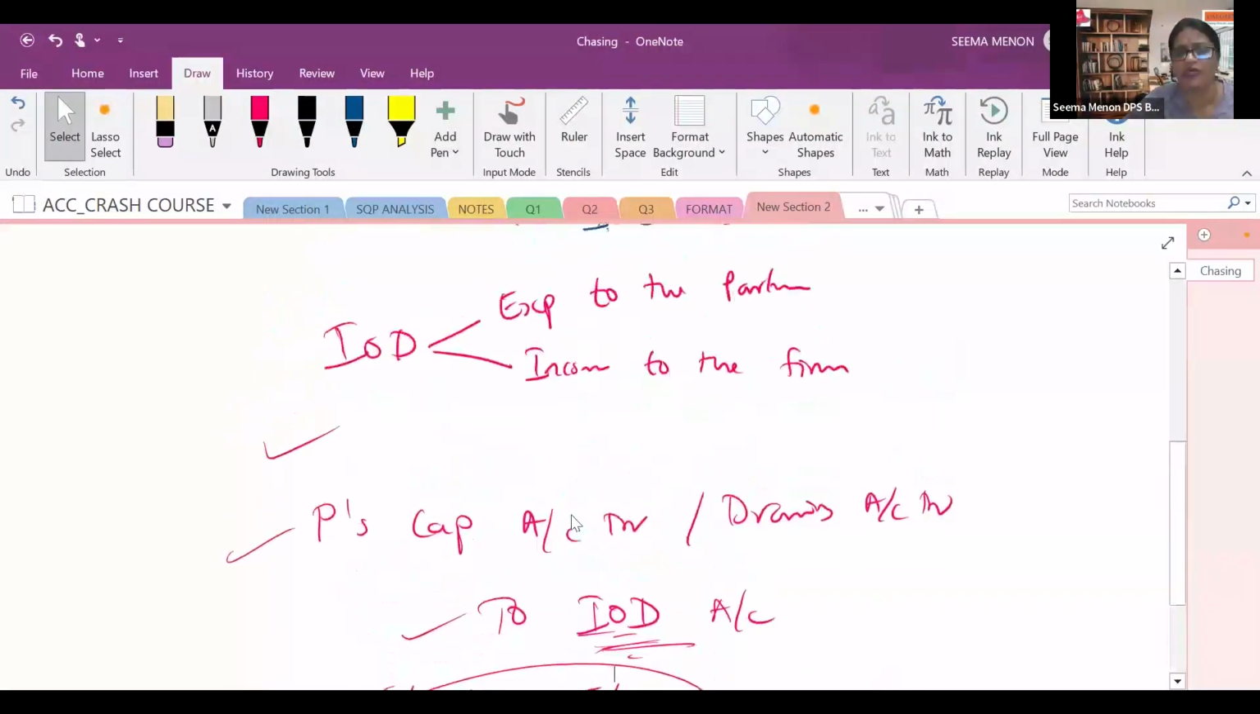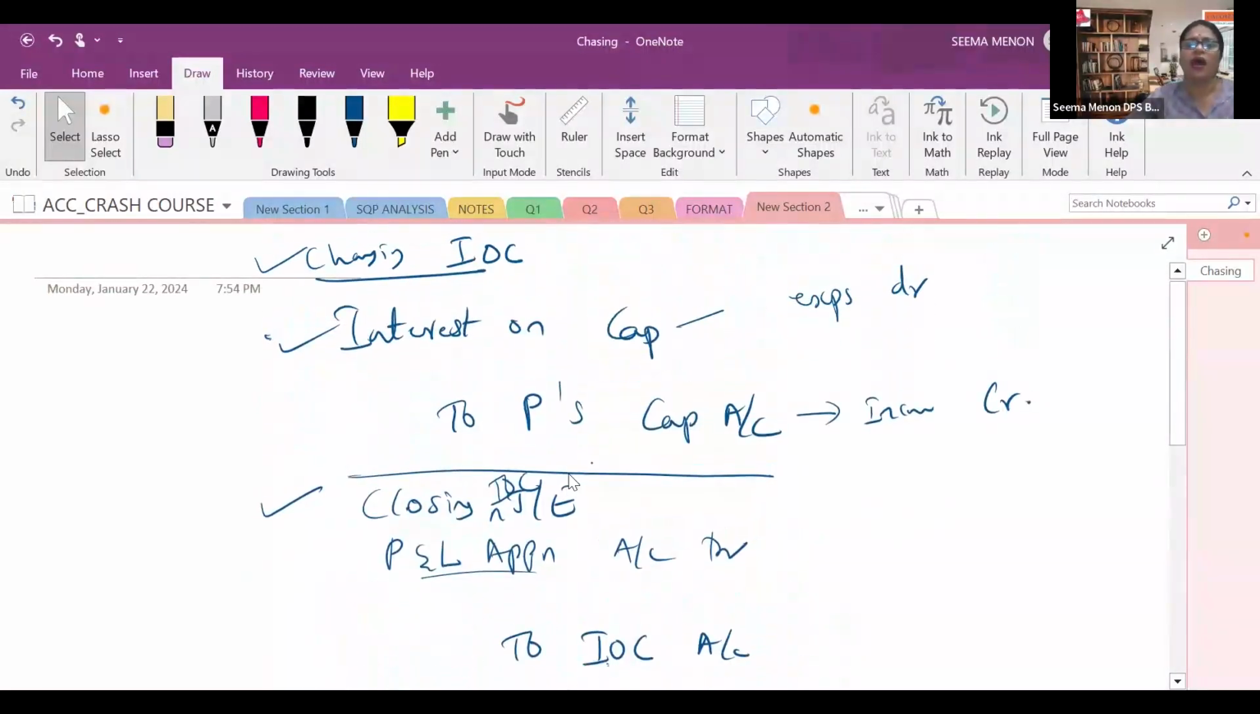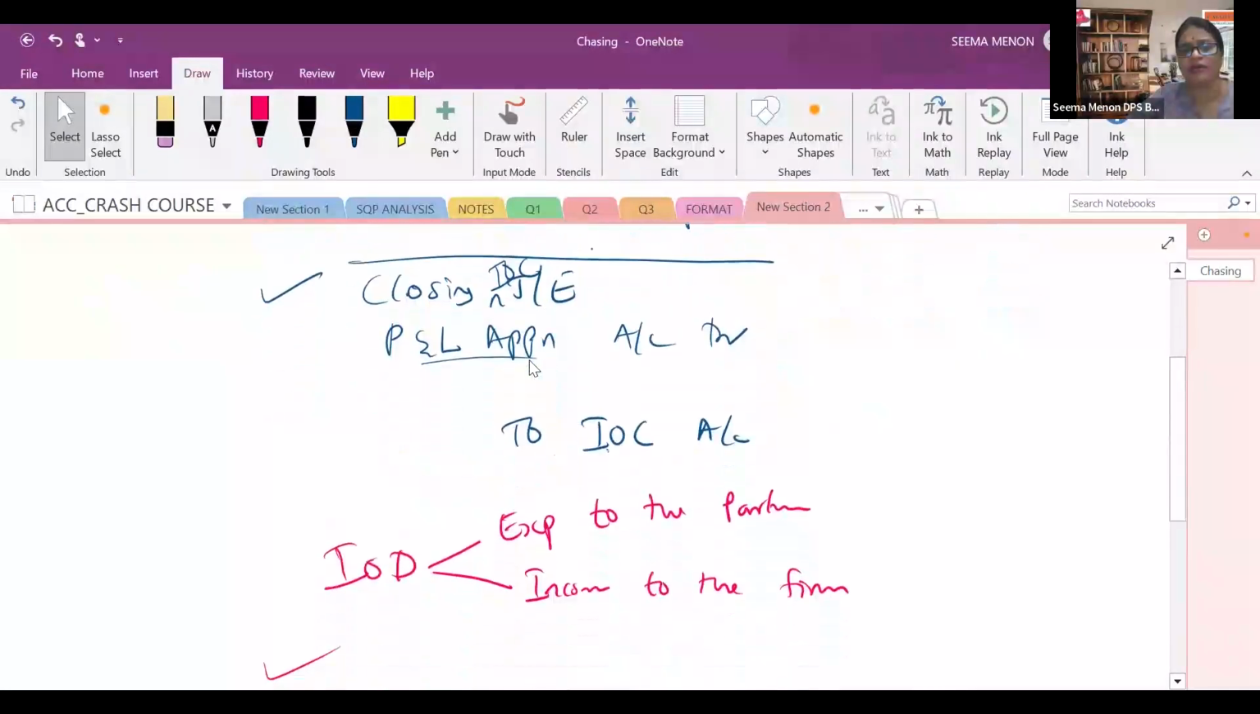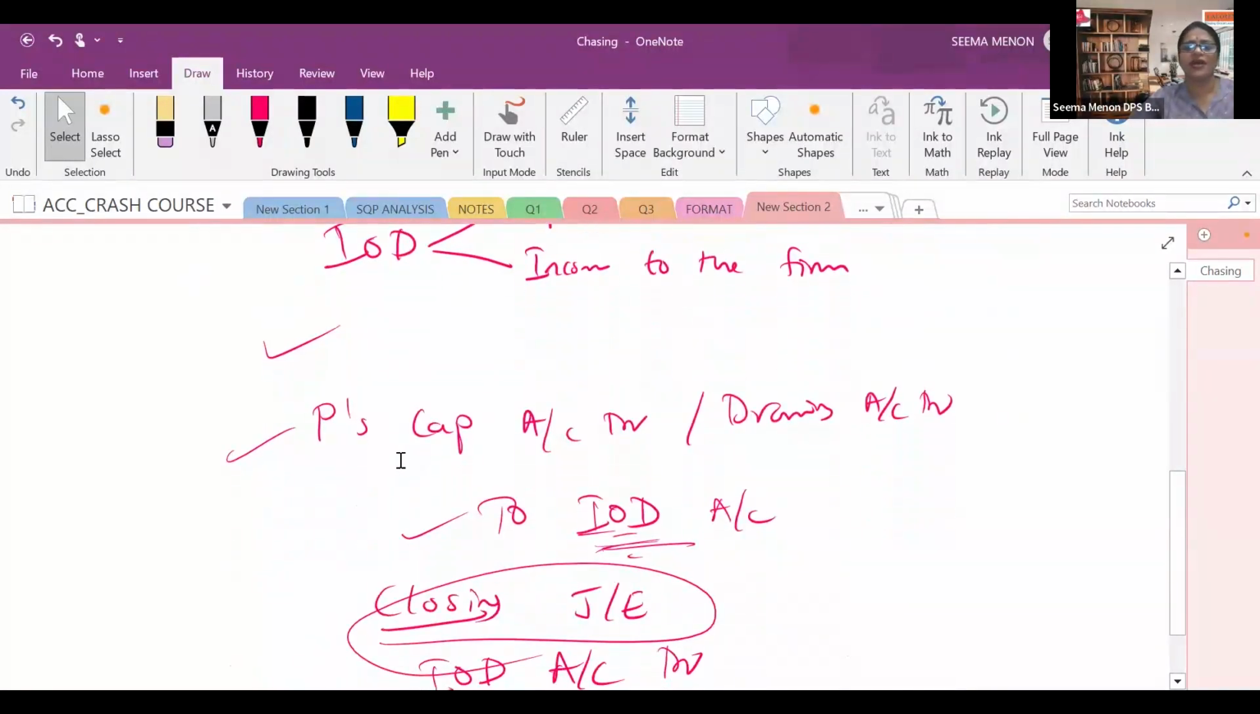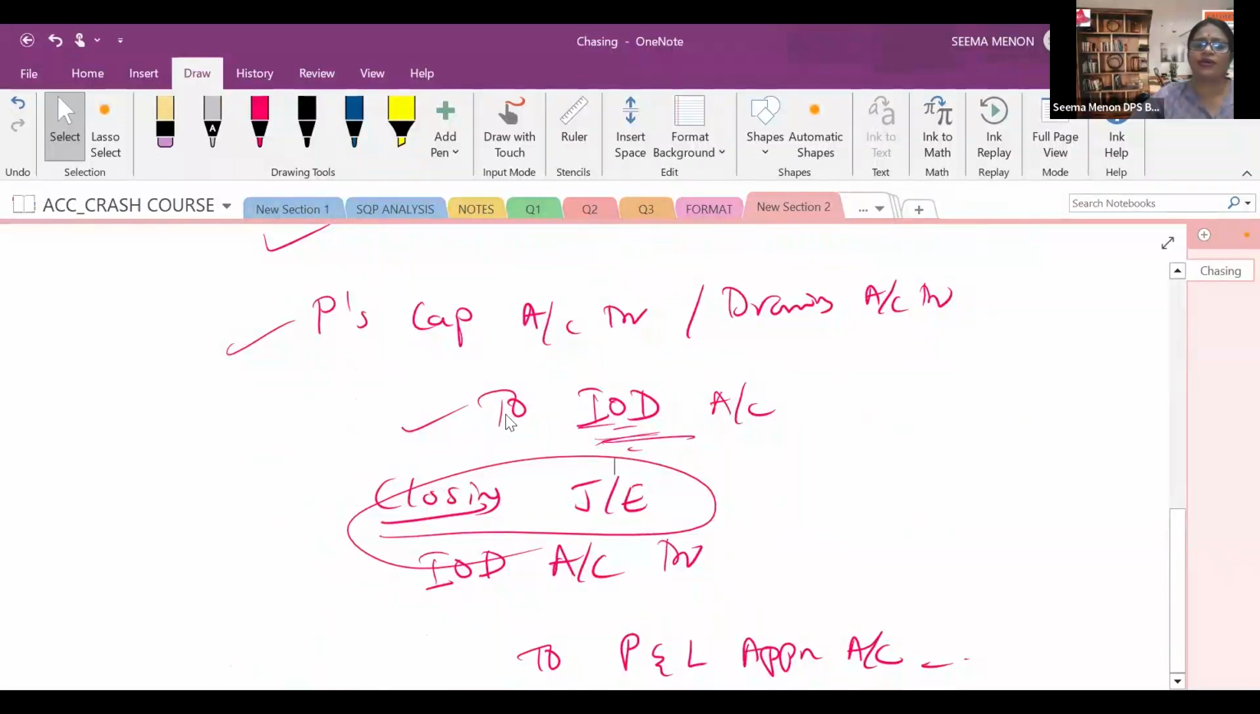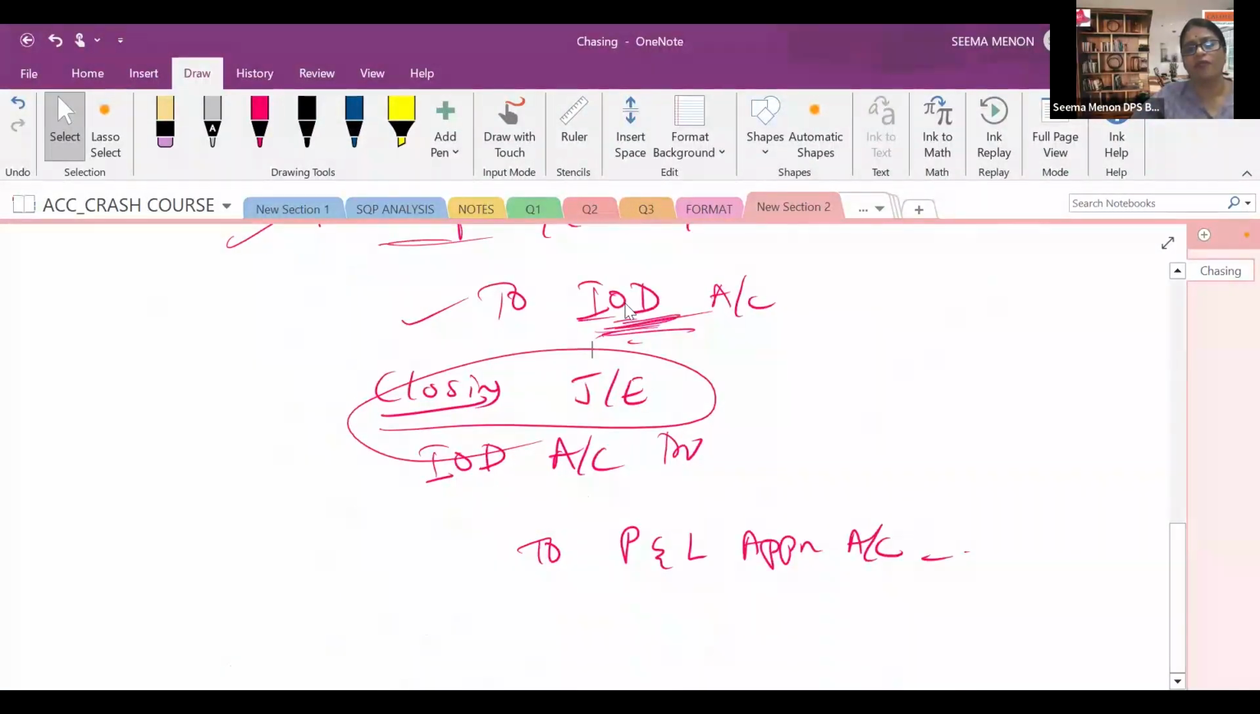So we have learned 4 journal entries today, 2 for interest on capital and 2 for interest on drawings. For charging interest on capital, interest on capital is debited to partners' capital account. For closing that, profit and loss appropriation to interest on capital, just the reverse for interest on drawings. Interest on drawings is an income to the firm, and for the partner, the partner's capital account will be debited by interest on drawings. Now we want to close that. To close interest on drawings, it is taken from the credit to the debit side, and we transfer it to profit and loss account, so profit and loss account will be credited.